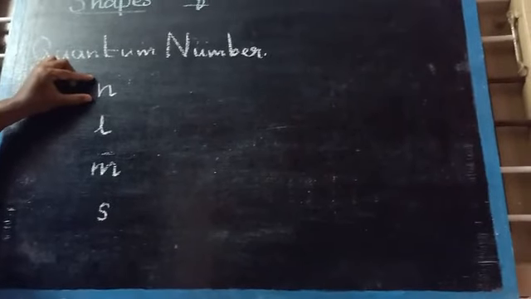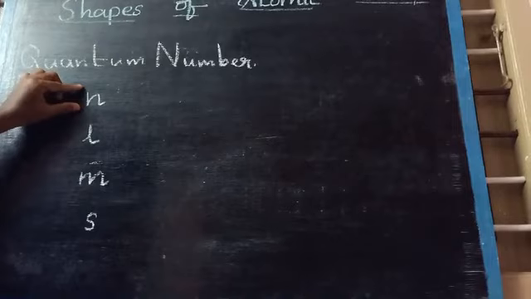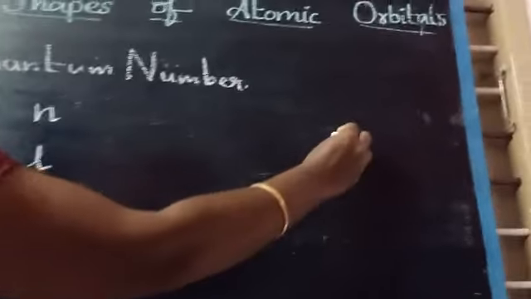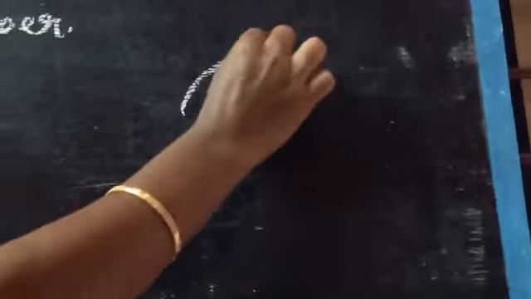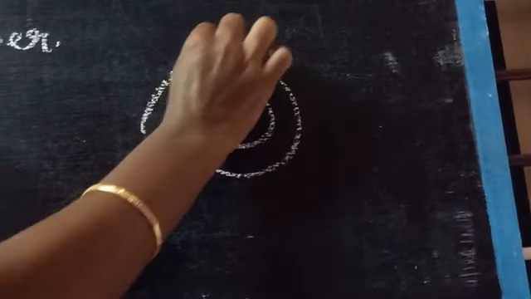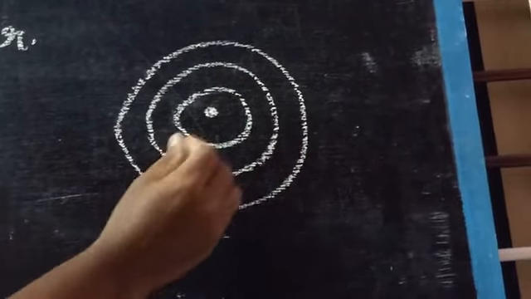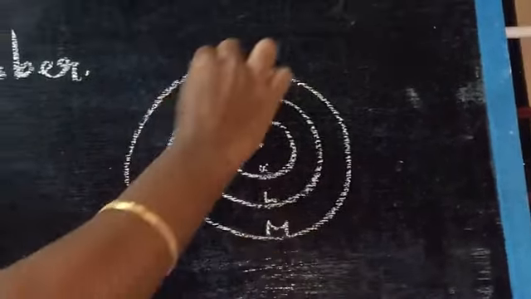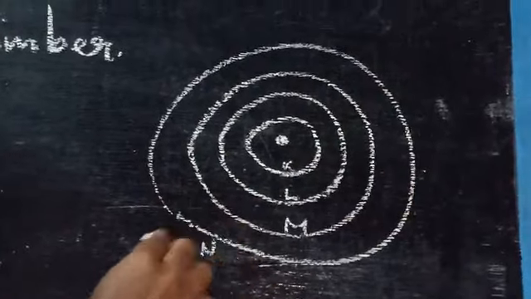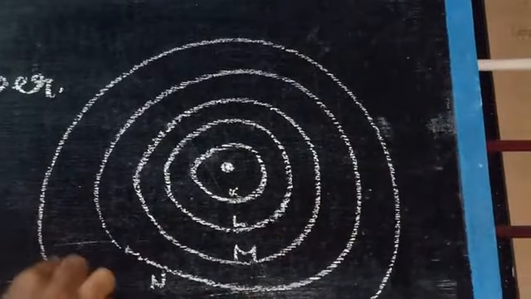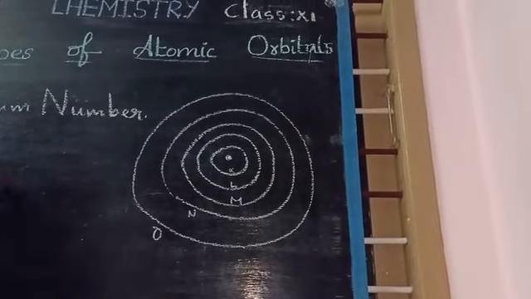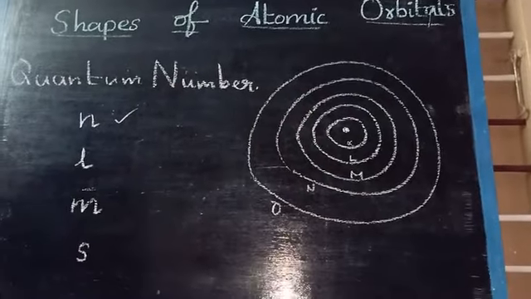The principal quantum number talks about the maximum number of electrons present in the orbit. The electron revolves around the nucleus in a circular path, which is called an orbit. So the nucleus, then K shell, L shell, M shell, N shell and O shell. How many electrons are possible in each shell or orbit is given by the principal quantum number.